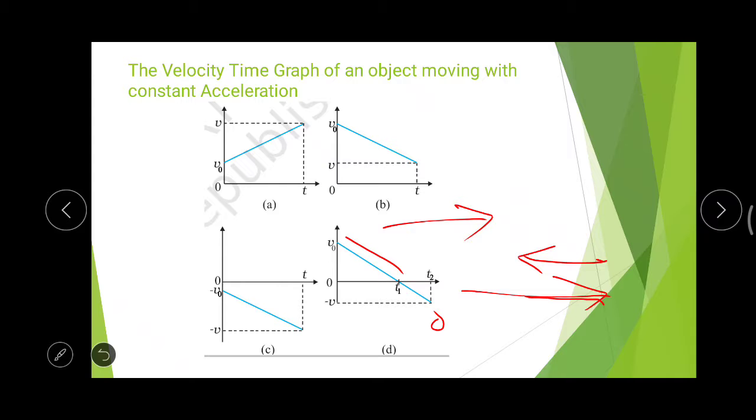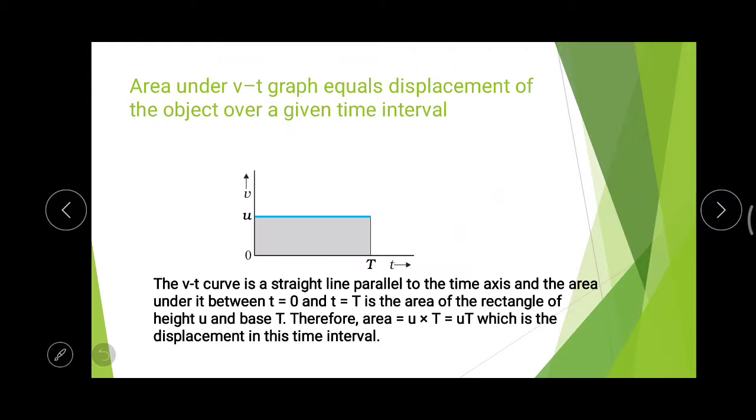Now let us come to the next one, that is, the area under the v-t velocity time graph equals the displacement of the object over a given time interval. Here one graph is given where the velocity value is a constant. That means when time increases the velocity remains constant, and we can say that is a uniform motion. As the velocity is constant, equal displacements happen for equal intervals of time.